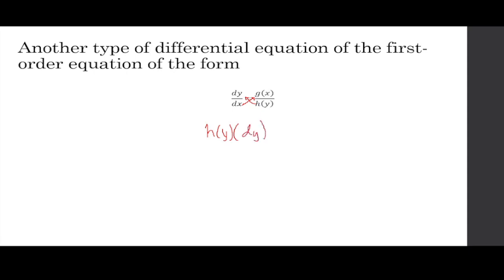Another type of first order differential equation is in the form dy over dx equals g of x over h of y. Here you will see that we have two functions: one function of x in the numerator and one function of y in the denominator. The technique here is to separate, so move the x with the x and the y with the y. You will end up with h of y times dy equals g of x dx.